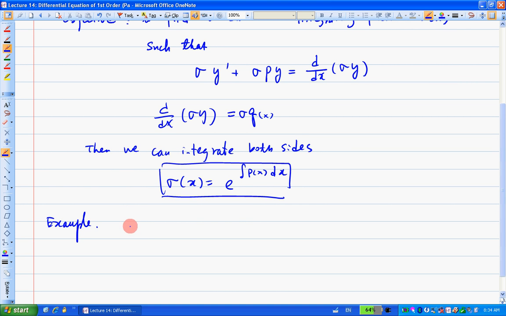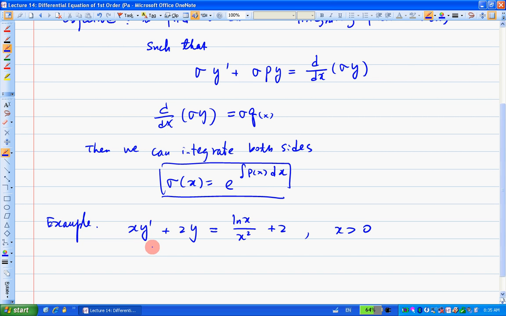So let's solve this one here: x y prime plus 2y equals ln x over x squared plus 2, and x greater than 0. Okay, so this is the first example here.